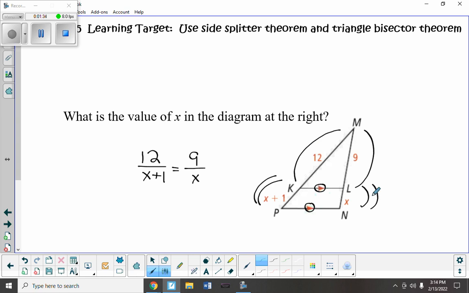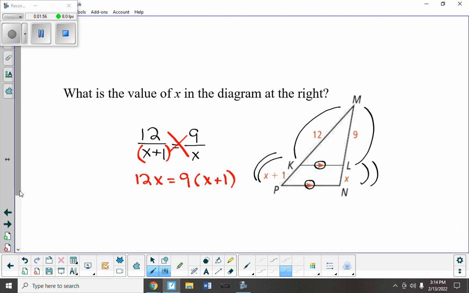And remember, you can set up proportions differently. You could say 12 is to 9 as x plus 1 is to x. That would work too. So now we cross multiply. So we have 12 times x equals 9 times this whole quantity, x plus 1. And so to solve the equation, we're going to first get rid of the parentheses by distributing. And now we need to get the x's on the same side, so we'll subtract 9x from the right, which means we have to subtract it from the left.